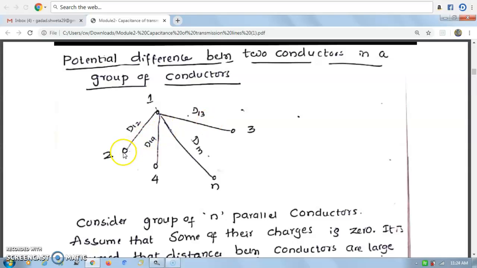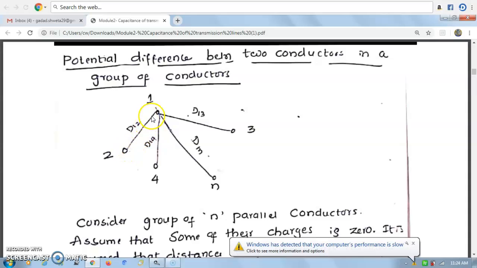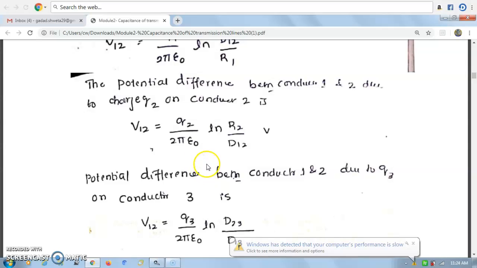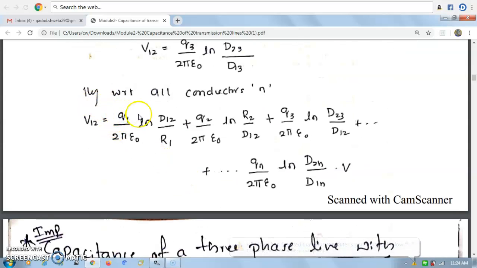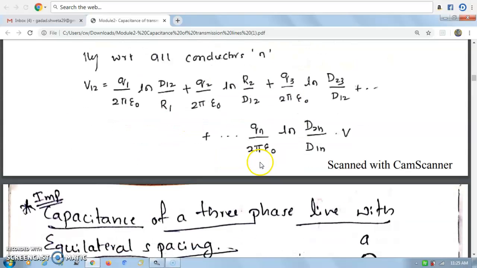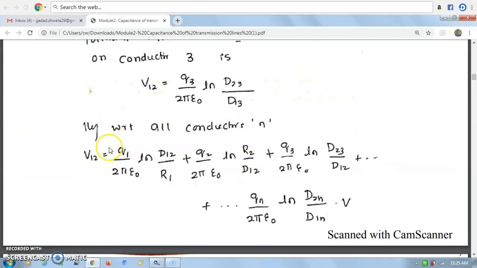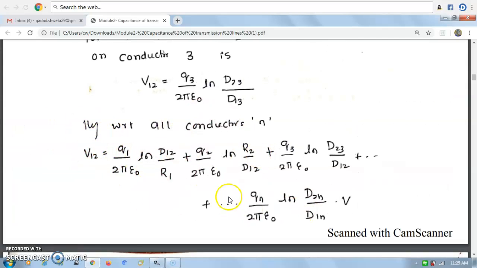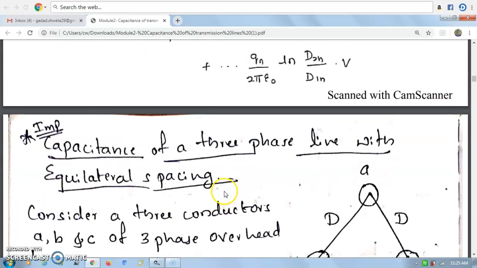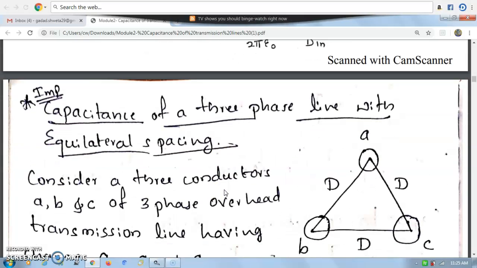Next, similarly, the potential between 1 and 2 due to charge 4 is D 2 to 4 divided by D 1 to 4, right? So in total, similarly for all conductors, for n conductors, the potential is expressed like this. Adding all the potentials due to all charges gives the potential between 1 and 2 due to all charges. Next.